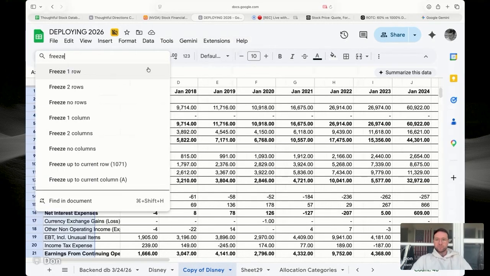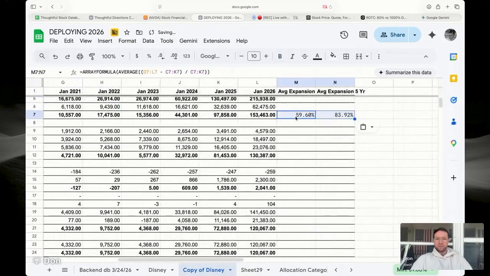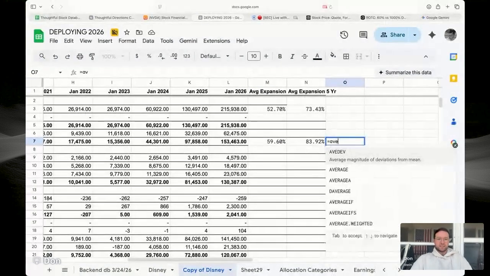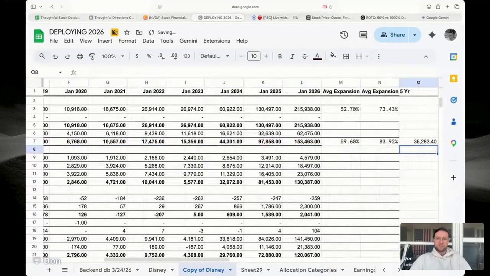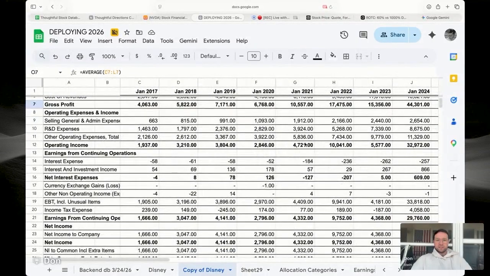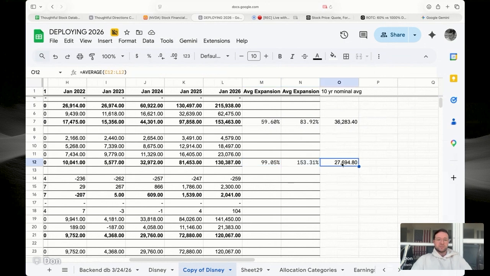Now freeze this. And then let's see what its average gross profit growth is. Oh my gosh, insane. All right, and then let's take the average. So over the last 10 years, it's averaged 50 billion a year, 36 billion of gross profit, and how much net income? Oh my gosh, it's growing its net income almost 100% plus a year for 10 years. That's insane. It's averaging 27.